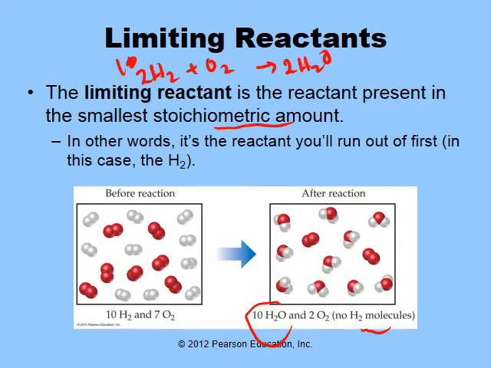stoichiometric ratio tells us that for every 2 mole of hydrogen, 1 mole of oxygen is going to react. So for every 10 mole of hydrogen, 5 mole of oxygen is going to react. And remember, they added 7 mole of oxygen. So there'll be 2 moles left over. So that checks out.